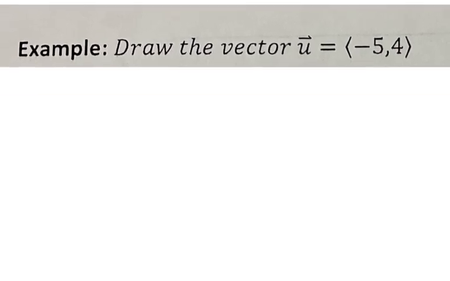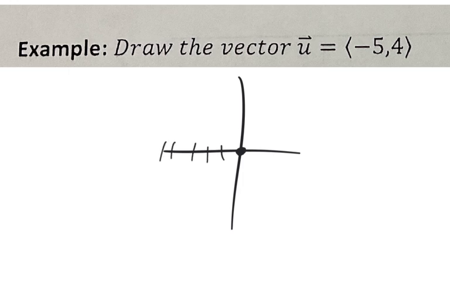All right. The first one here is just drawing the vector. In component form, the vector should be -5, 4. Which means what? This vector starts at the origin. It goes left 5. It goes up 4. This is the point -5, 4. This will be my vector.